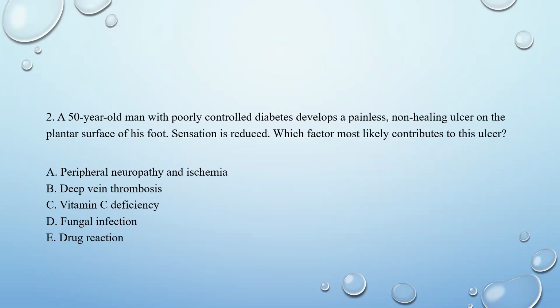The second MCQ is a 50-year-old man with poorly controlled diabetes who develops a painless non-healing ulcer on the plantar surface of his foot. The sensation is reduced. Which factor most likely contributes to this ulcer? A. Peripheral neuropathy and ischemia. B. Deep vein thrombosis. C. Vitamin C deficiency. D. Fungal infection. E. Drug reaction. Alpha. A. Yes, A is the right answer.